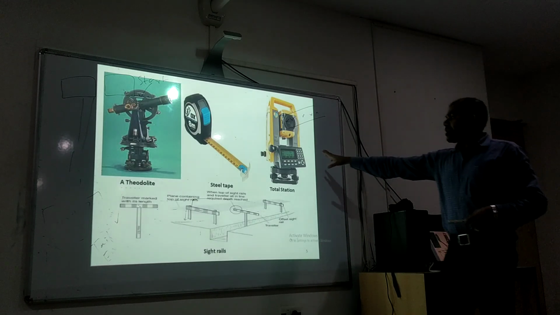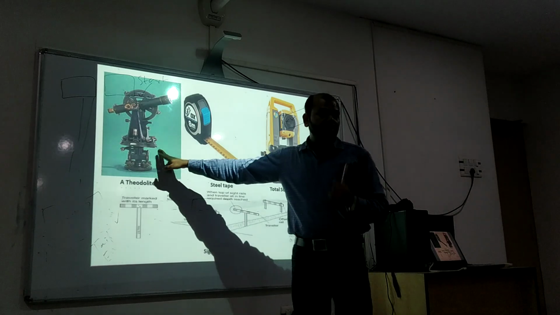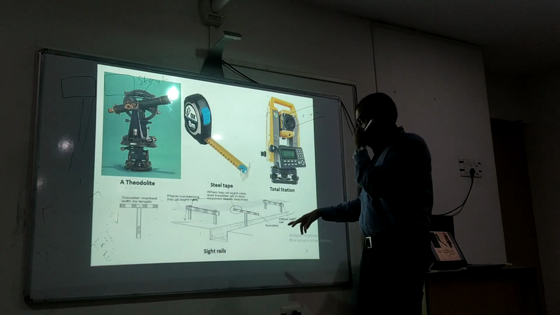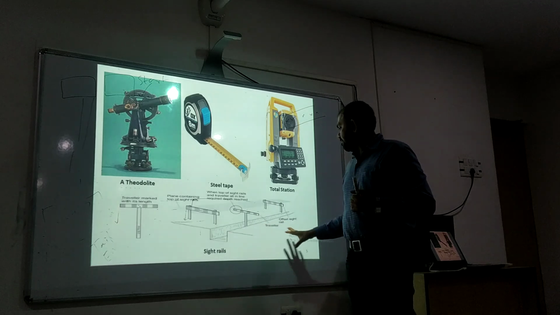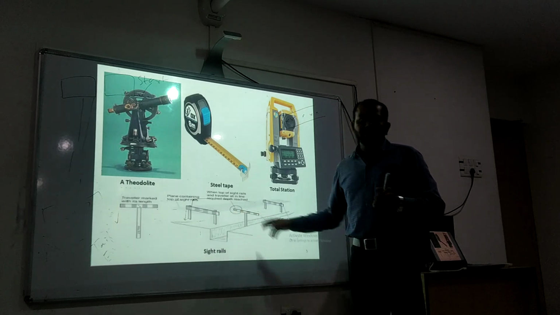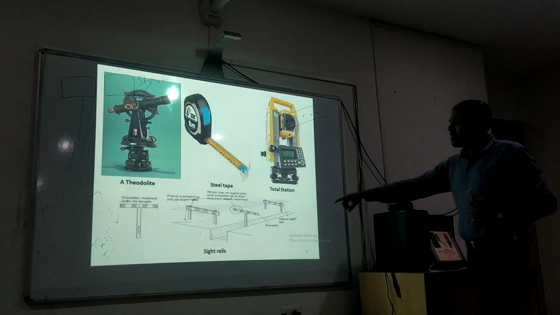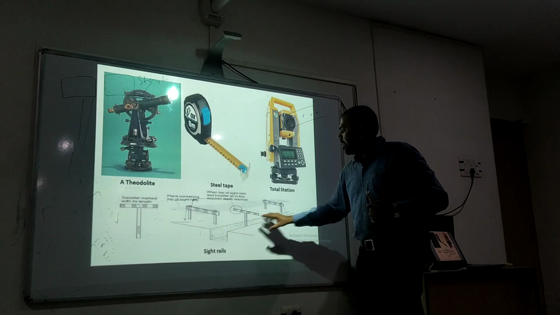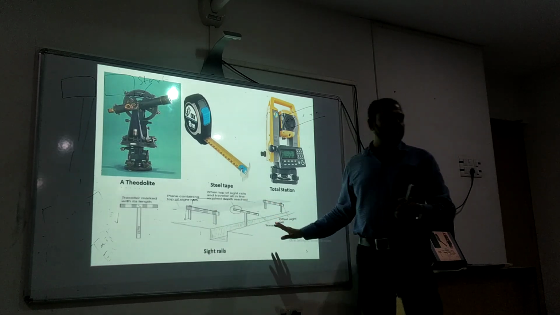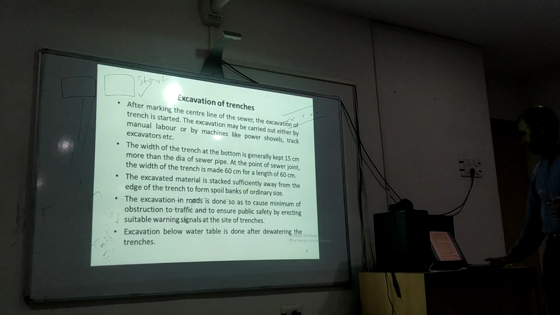So this is the total station. This is the theodolite. These are the taps, and this is the process of setting out. In earlier times we used to establish it this way. And see, this is the marking of the center line. This is basically the center line, and the excavation will be done accordingly.